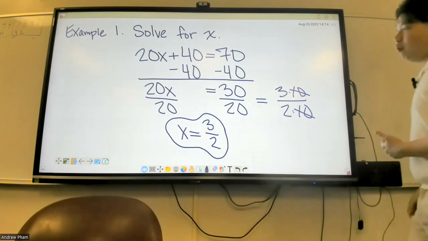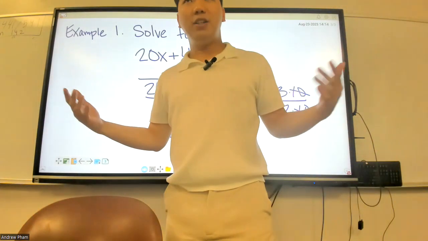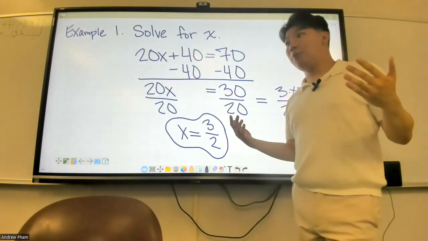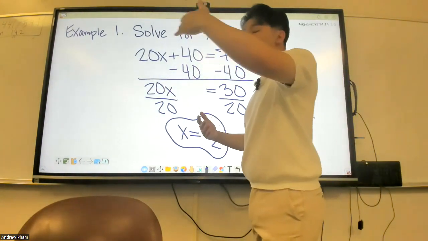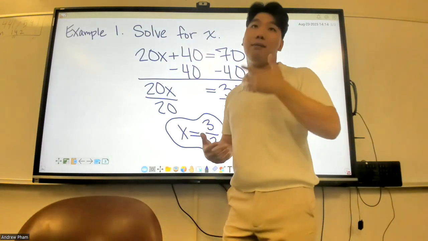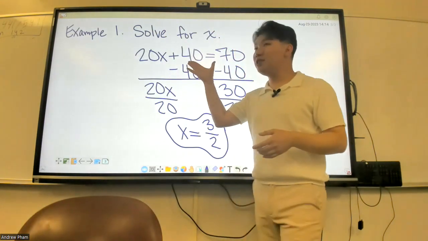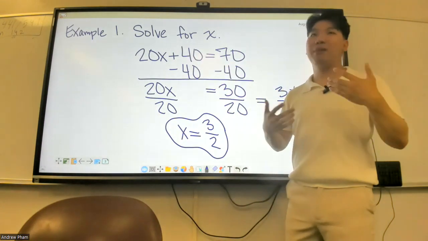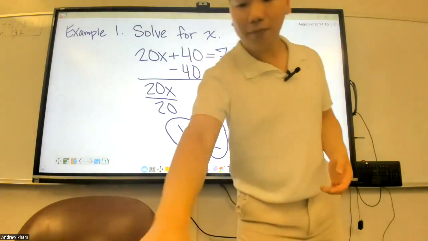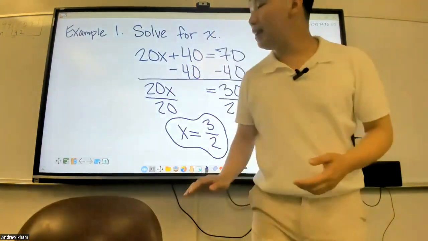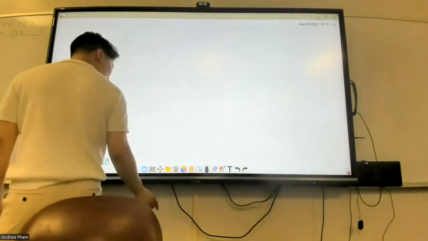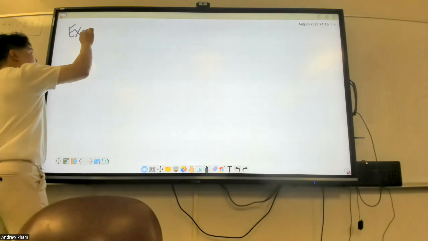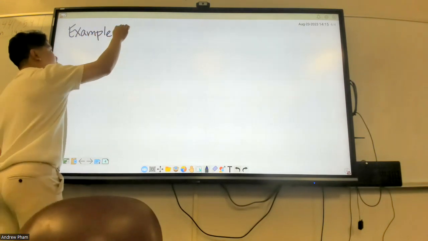All right, so that was example 1. We've pretty much learned the basic concepts that we'll be working with for today. So pretty much the rest of lecture, we're going to be doing a bunch of different examples with scenarios that you may encounter. This one wasn't too bad because it was just 20x plus 40 equals 70. There wasn't much going on there overall. Let's go ahead and look at example 2 now. Example 2, same instructions, solve for x.